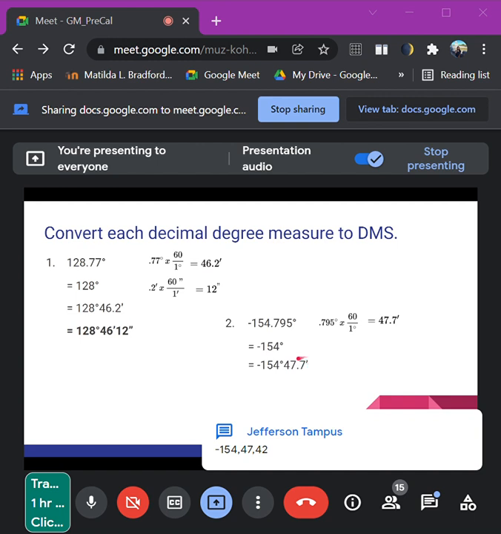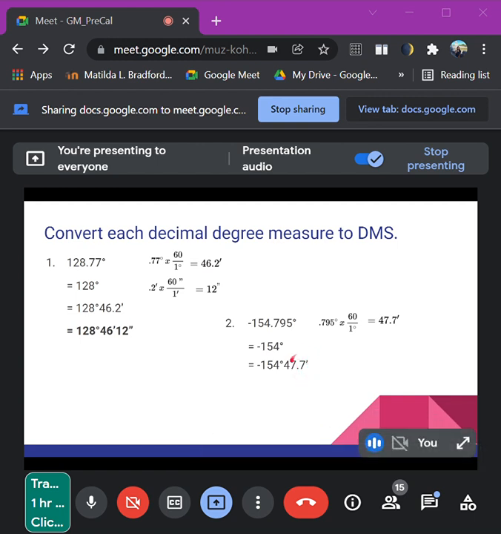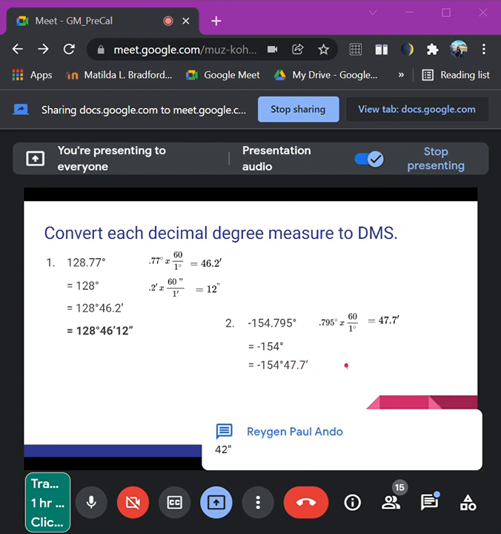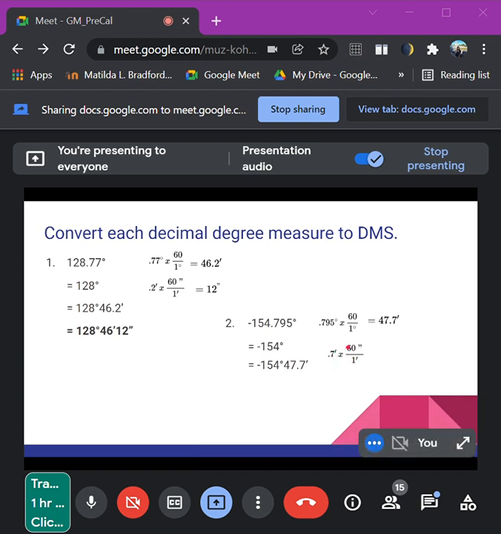Now, since the whole number is the minutes, seconds is what we will look for. So you have there 0.7 minutes. Let's convert it. You have there, cancel the minutes. What remains is 0.7 times 60. What's the answer? Oh, we have 42. So you have there 42 seconds. So our final answer is negative 154 degrees, 47 minutes, and 42 seconds.